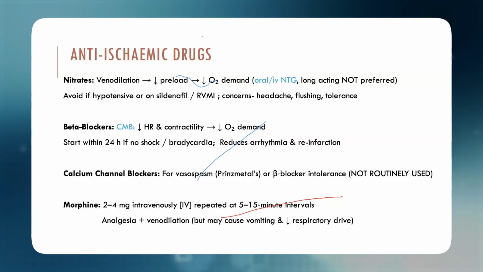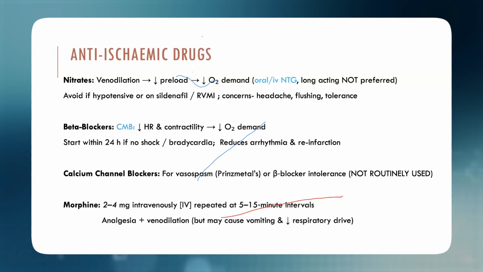So they cause venodilatation, which causes a decrease in the preload of the heart, decreases oxygen demand. Decreased oxygen demand means better matching of the oxygen supply, and so there will be less increase in the ischemic area of the heart. Avoid if the patient is hypotensive or on sildenafil. In RVMI, in right ventricular MI also we avoid it.